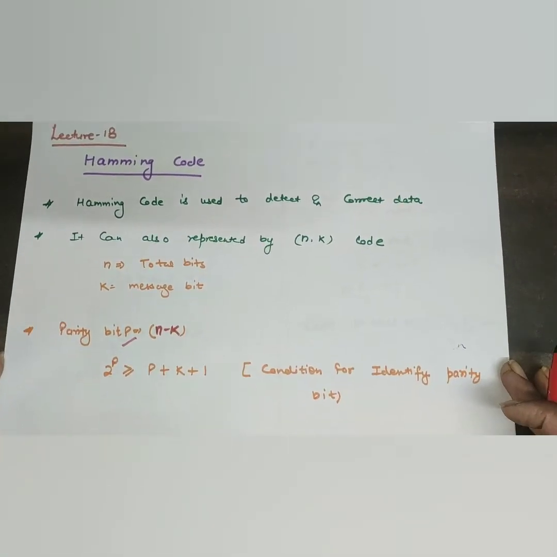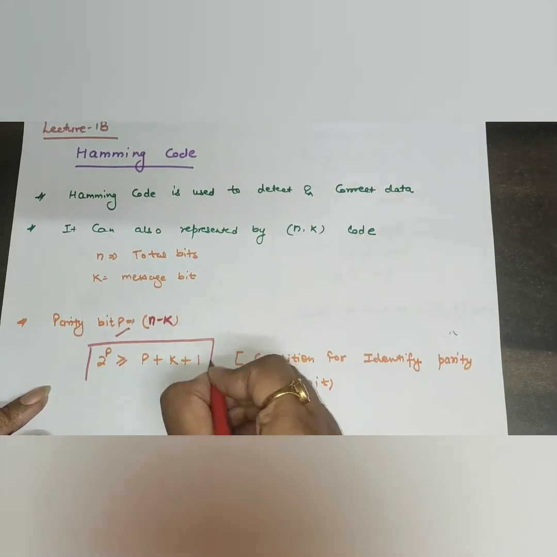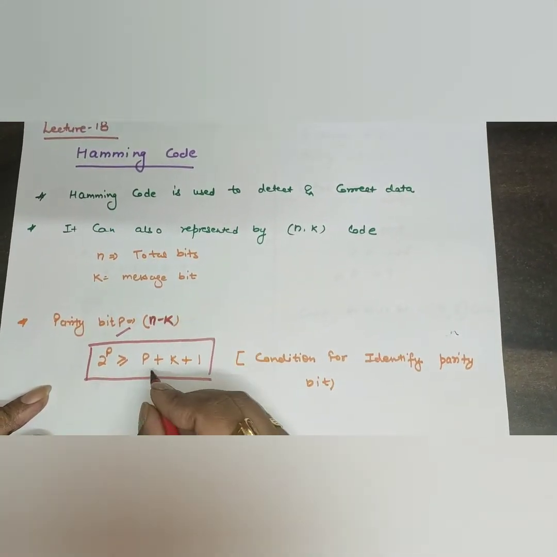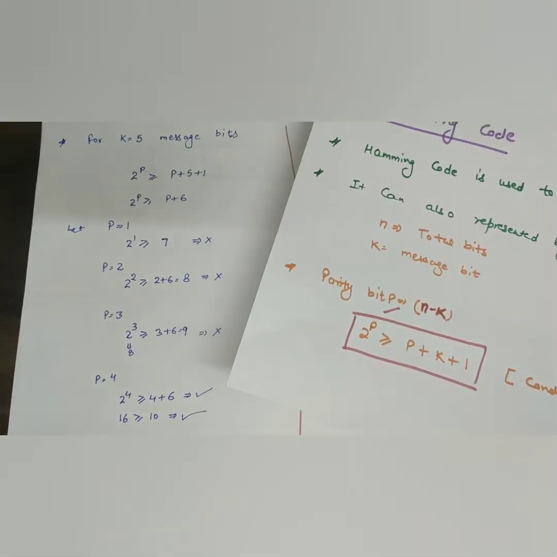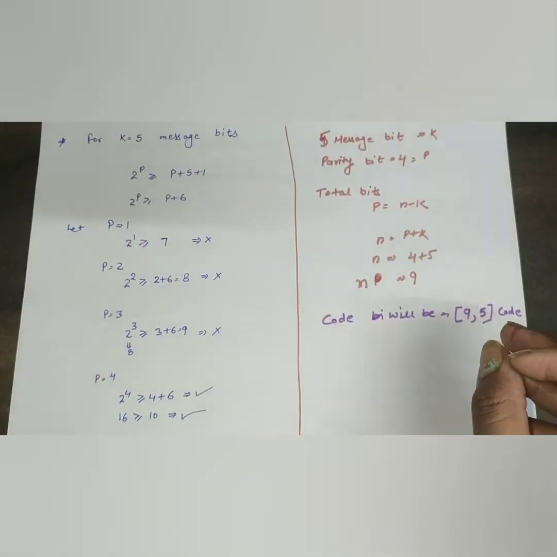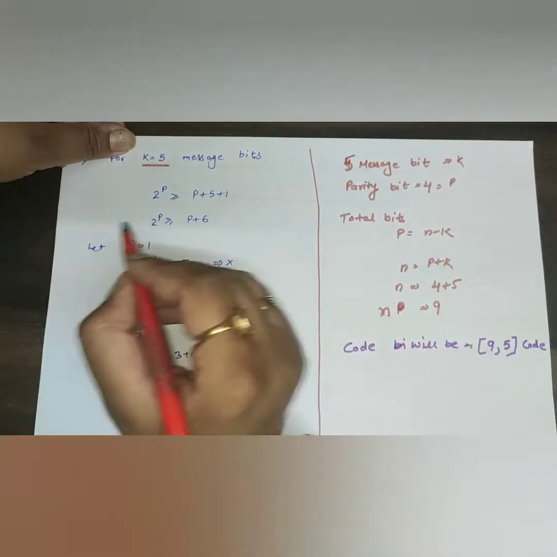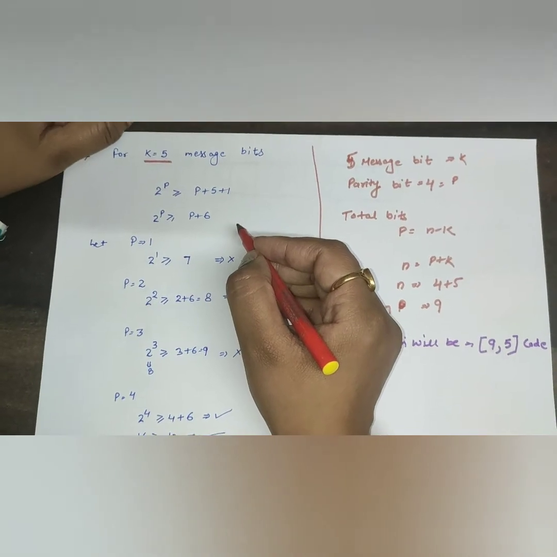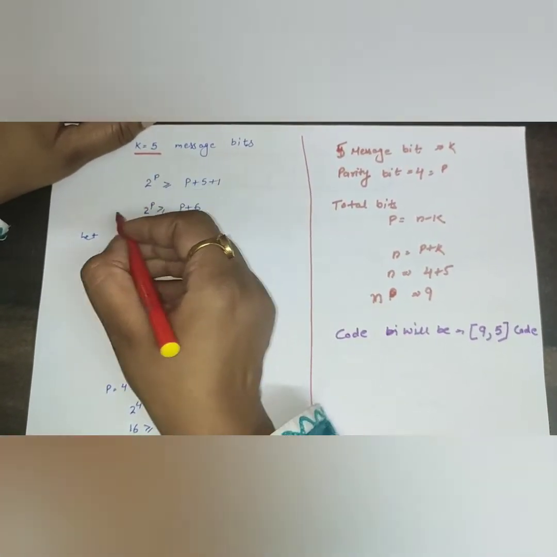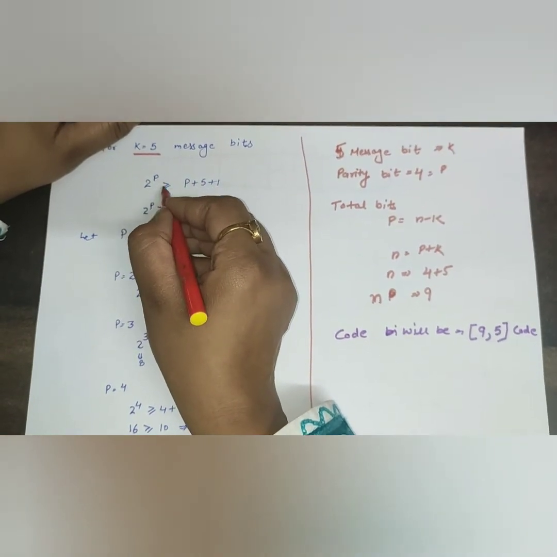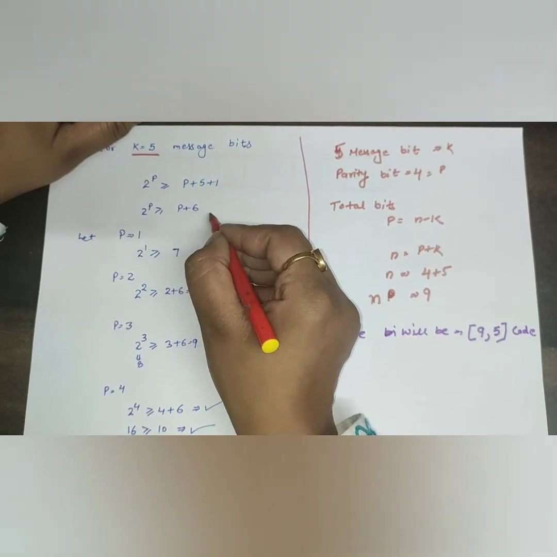The condition to identify our parity bits is 2 to the power p should be greater than or equal to p plus k plus 1. I will explain in my questions how it can be done. Let's suppose we have 5 message bits, k equal to 5. So parity bits will be 2 to the power p greater than or equal to p plus 5 plus 1, that is p plus 6.